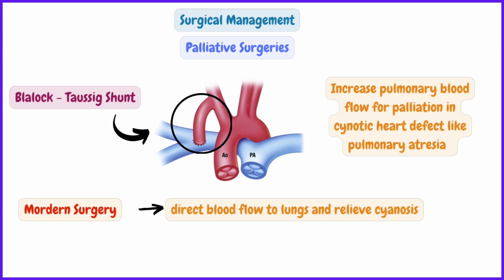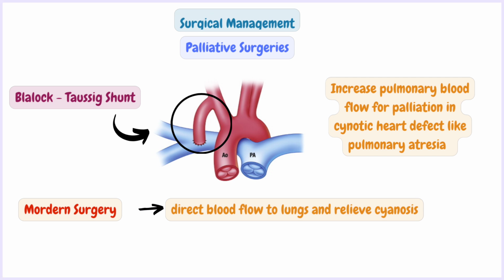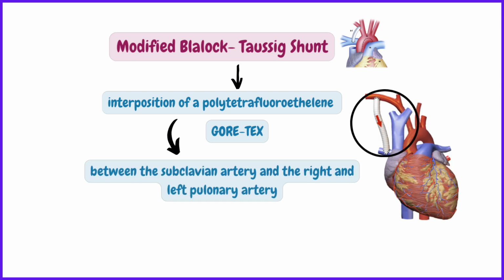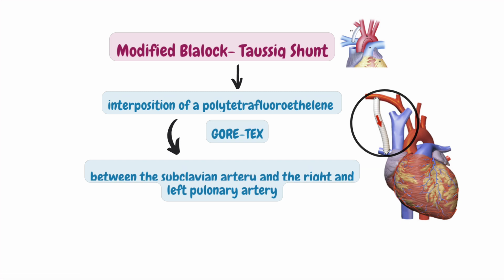The pulmonary blood flow will be maintained preoperatively by maintaining ductal patency with prostaglandin E1, PGE1, and the definitive operations are performed later. Next is modified Blalock-Taussig shunt, MBT shunt. It consists of interposition of a polytetrafluoroethylene, Gore-Tex, tube graft between the subclavian artery and the right or left pulmonary artery. It is usually a non-bypass procedure and is performed through a lateral thoracotomy.